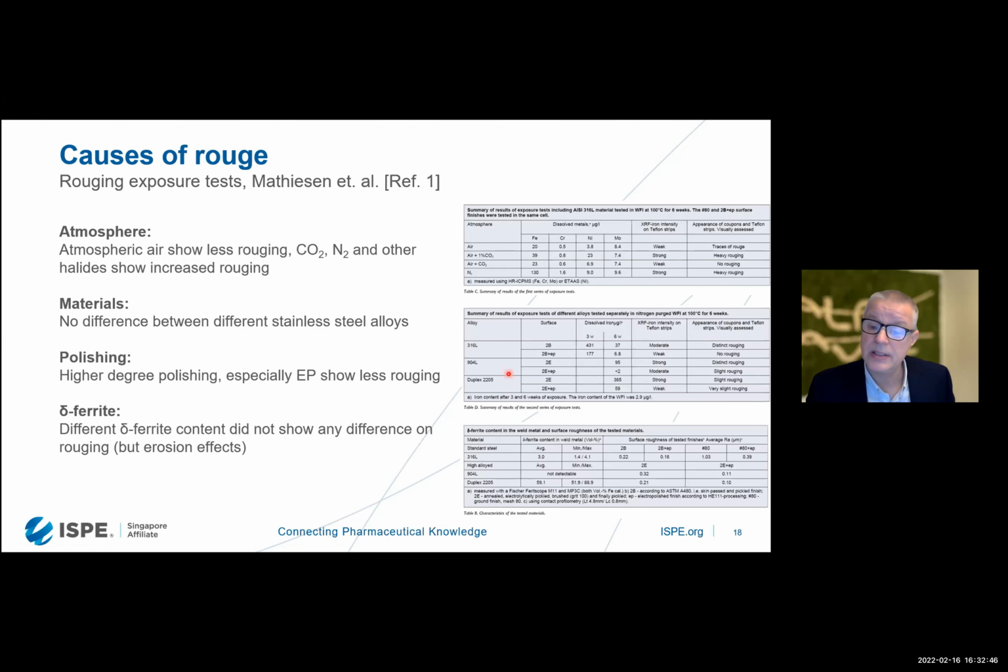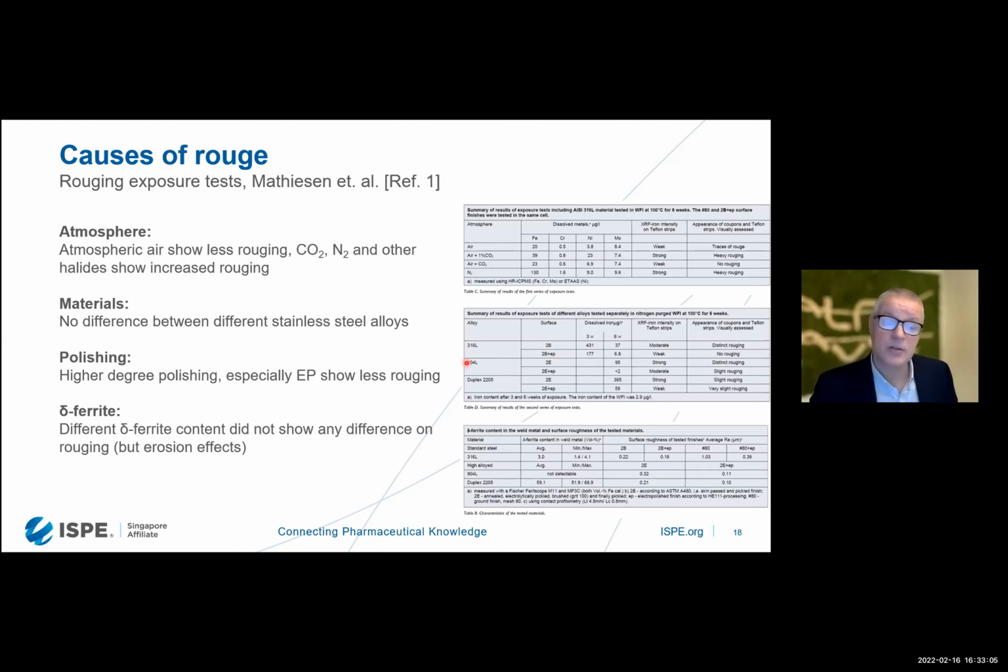You can also see here that with an electropolished surface, you will get more protection against rouging. And the reason for this is that an electropolished surface makes the surface smoother, and it makes it easier to create this passivating layer after the electropolishing.